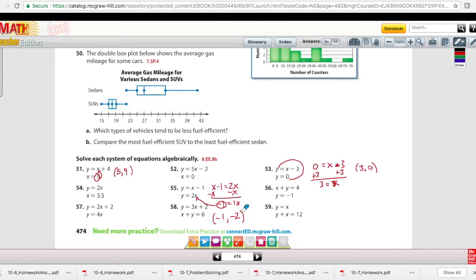Please finish the rest of the problems on that page, and then don't forget your IXL lessons and your homework 1 through 19 odd.